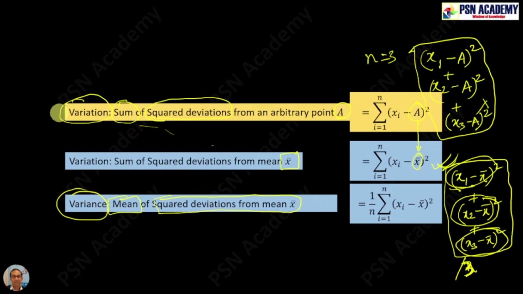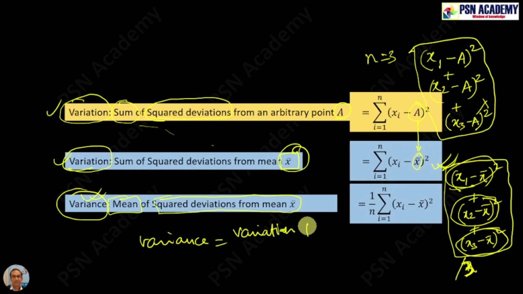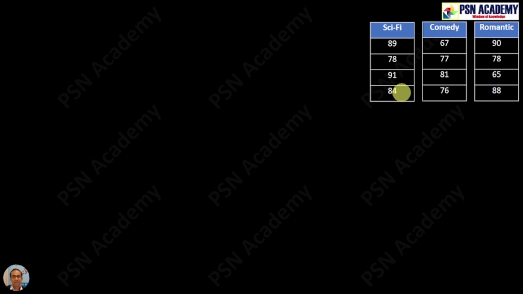So variation is the sum of the squared deviations from the mean, and whenever you take the mean of that variation, we call it variance. So variance is actually the variation from the mean divided by the number of observations n. Clear? Okay. So here we go with the data points, the previous data points, we are reusing them here.